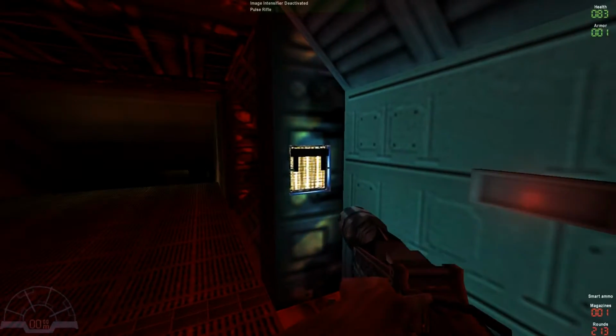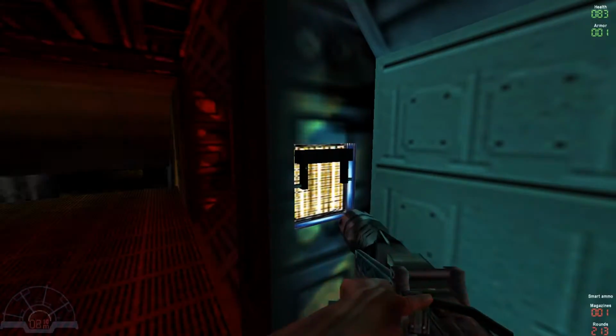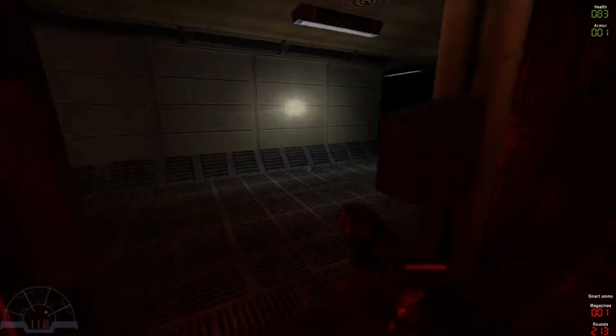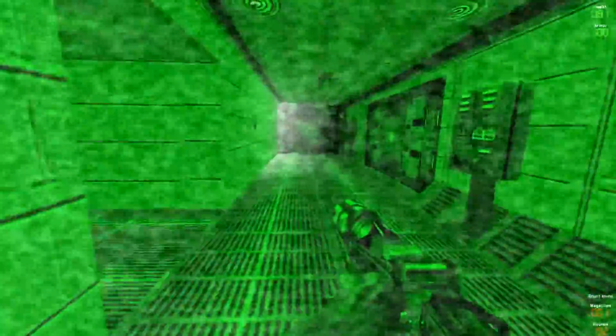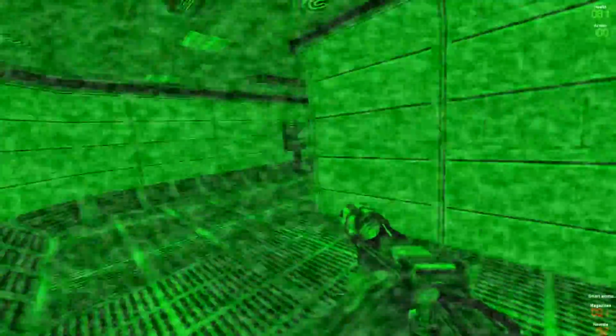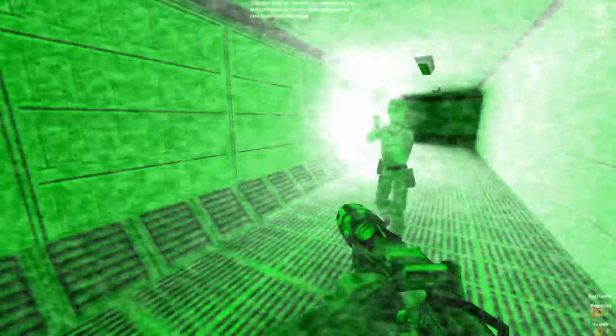All right, should I stick to the pulse rifle? Stick to the pulse rifle for now. Should be a few aliens we have to take care of. All right, I think we did it.